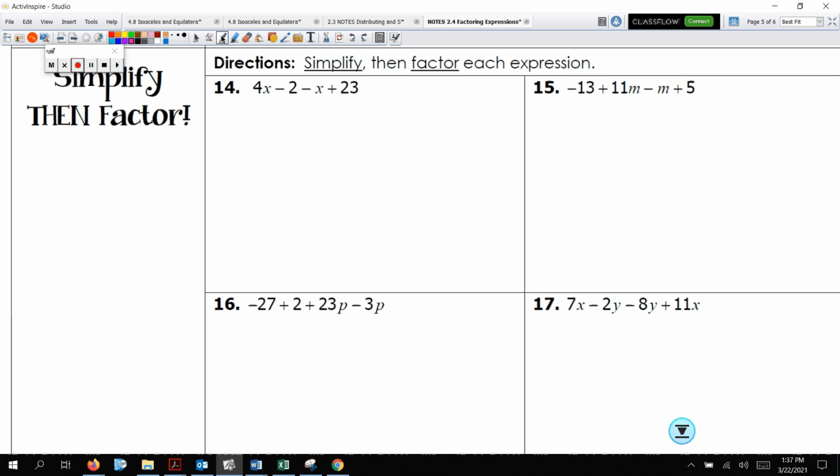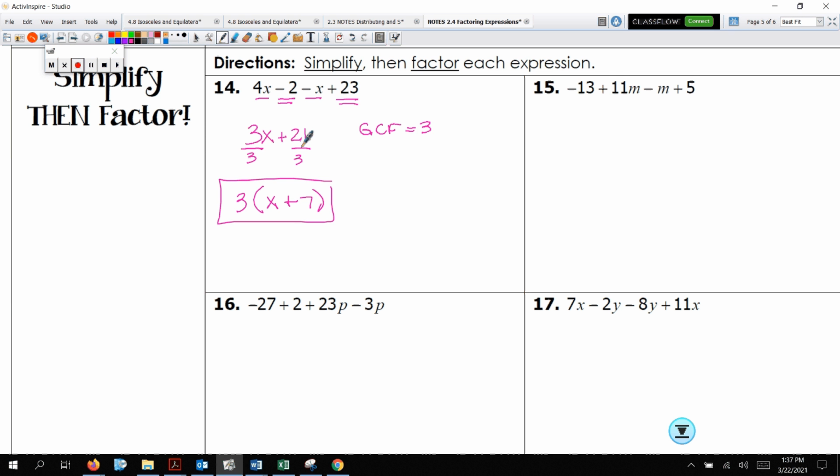So if we look here, I have 4x, negative x, 4 minus 1 is 3x. I have negative 2, positive 23. When I add those together, negative 2 plus 23 is 21. The GCF here is going to be, does 3 go into 21? So 3 is going to be my GCF. You've got 3 out front, x plus 7. Simplify means combine like terms and then factor.